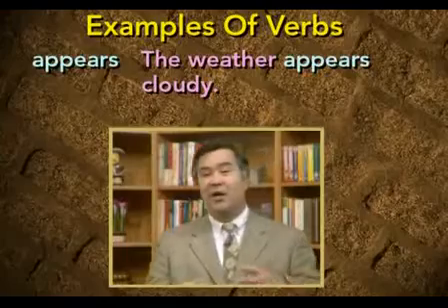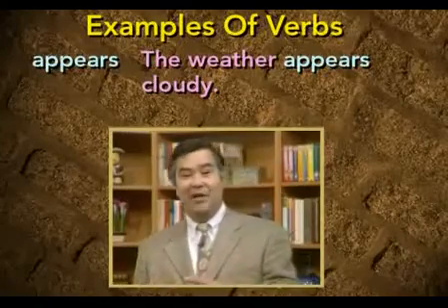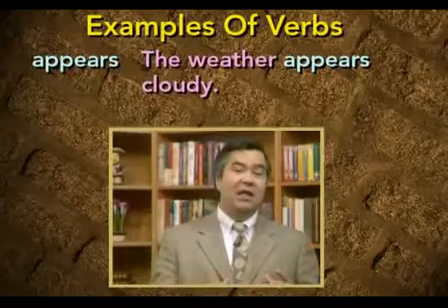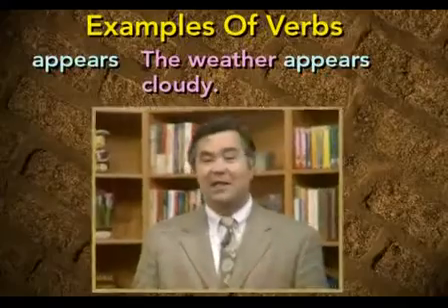When we say the weather appears cloudy, we mean more or less the same as the weather is cloudy. So a verb like appears can be either a verb expressing an action or a state of being. And there are a few verbs like that in English which can go either way. They can express a state of being or an action.